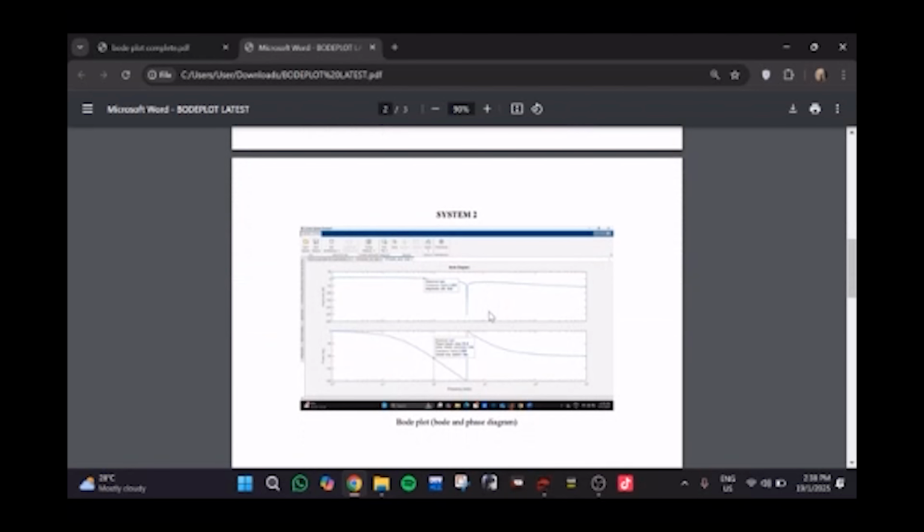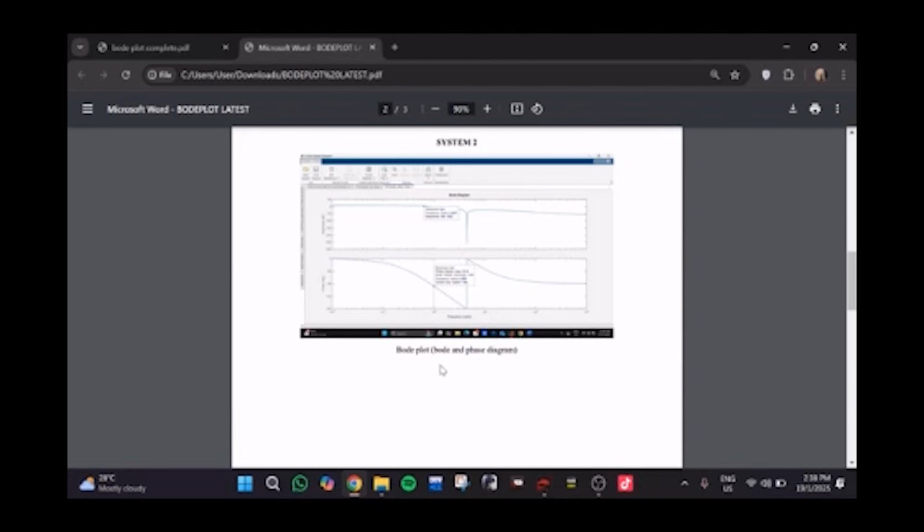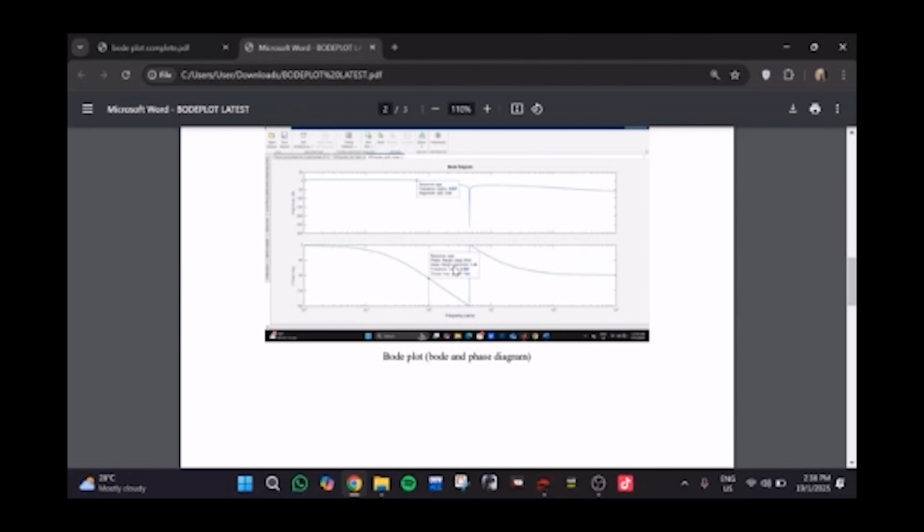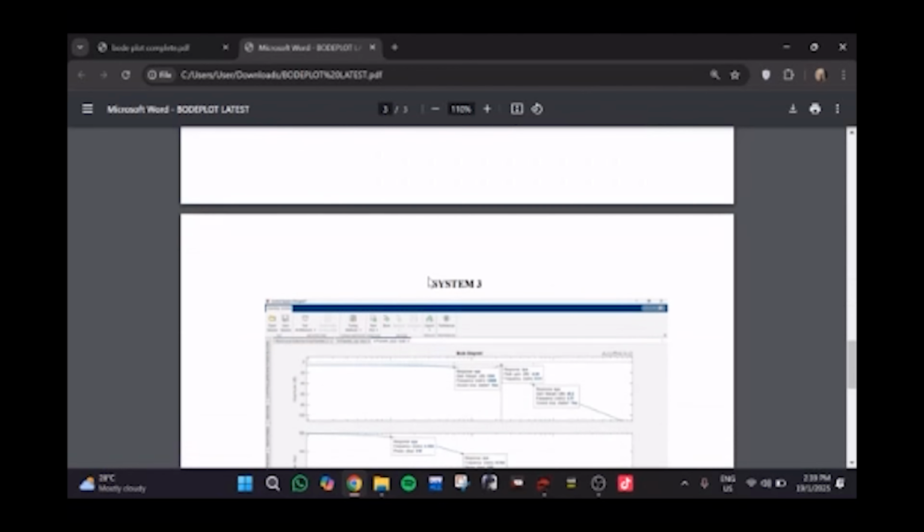So this is the plot and phase diagram for system 2. From this plot we get frequency 0.637 and magnitude 3.663, and the phase margin at 1.6, delay margin we get 1.44, frequency in radians we get 0.989.